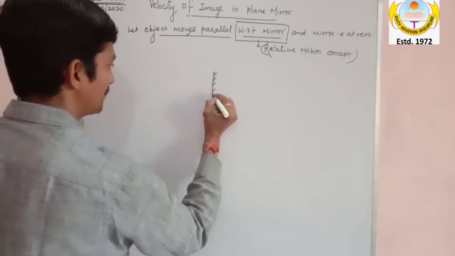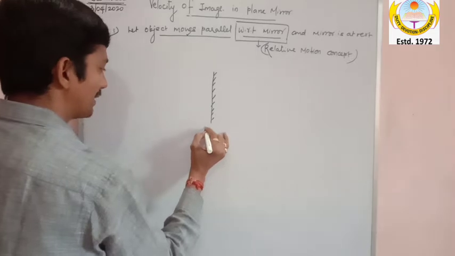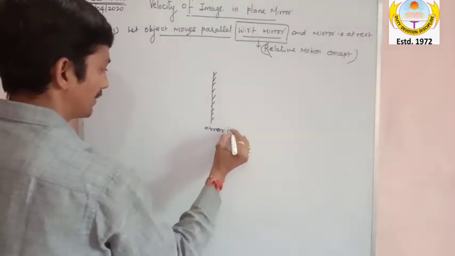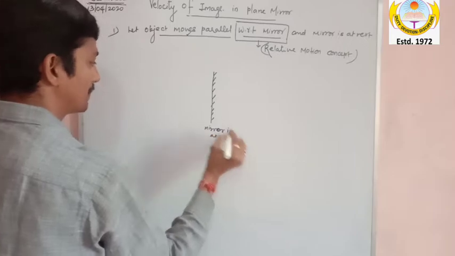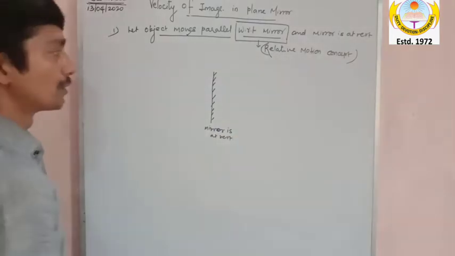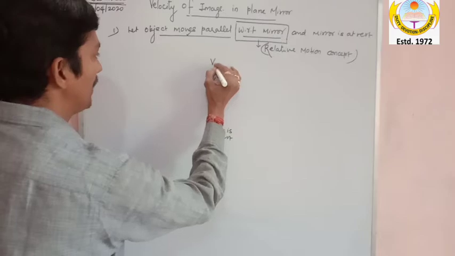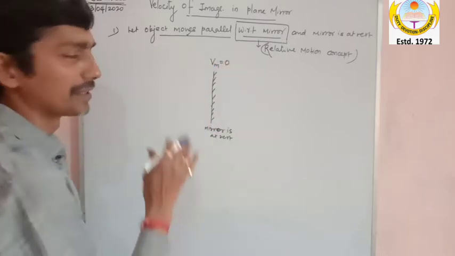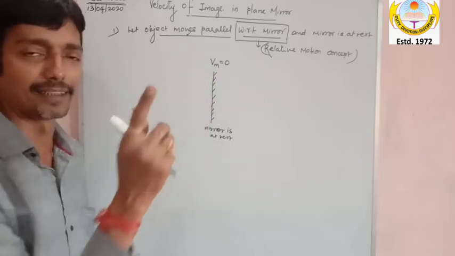Okay, so now my dear, suppose I have taken the object and mirror here. Try to understand. And this mirror is at rest. So what is the velocity of the mirror? I will write Vm, and this is equal to 0 because it is at rest. So the mirror velocity is 0.